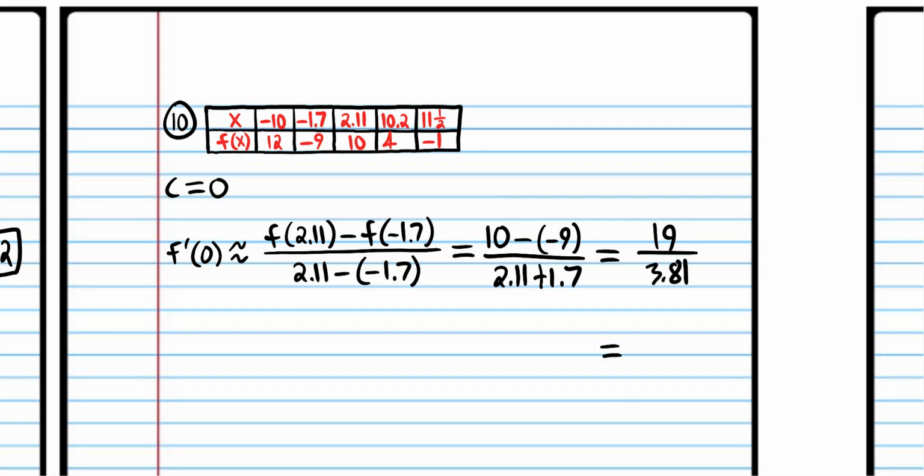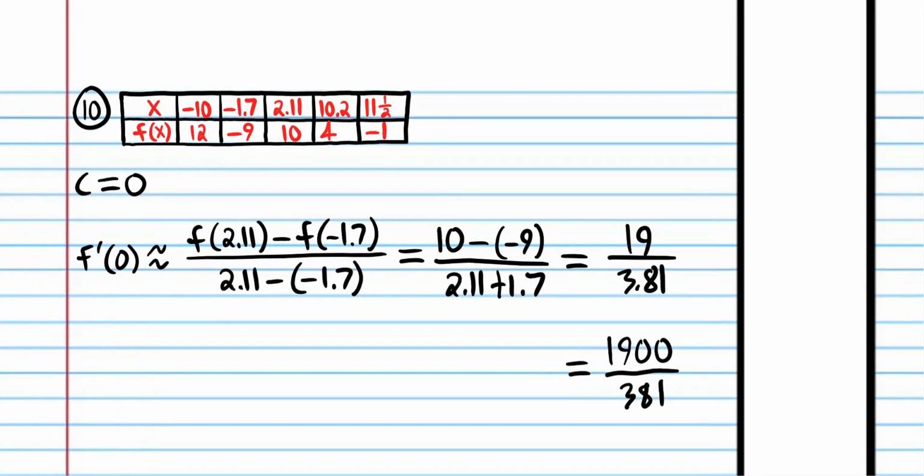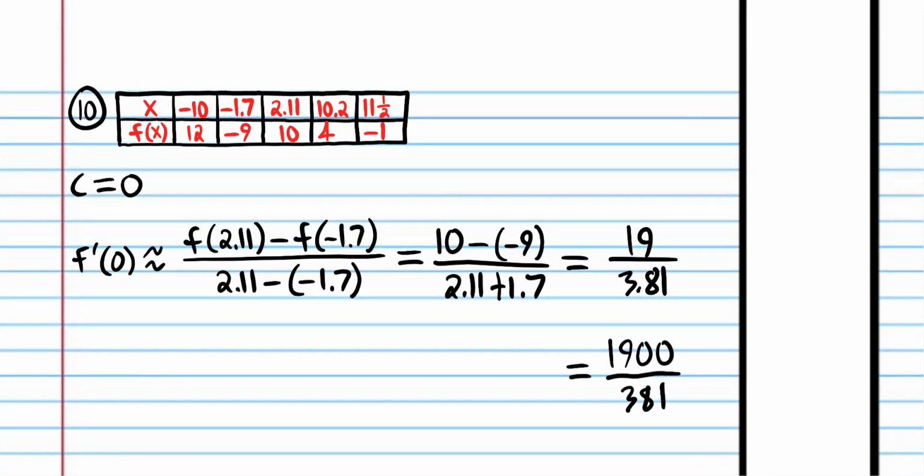So if you're using a TI-84 Plus, push the math button at the upper left, and then see where it says number 1, fraction. Press enter on that, and then press enter again, and you get 1900 over 381. And you really could have just multiplied both sides of the fraction by 100 to get that.